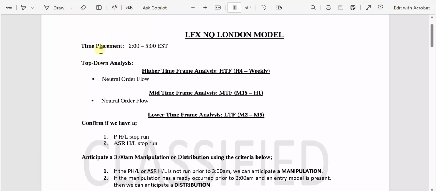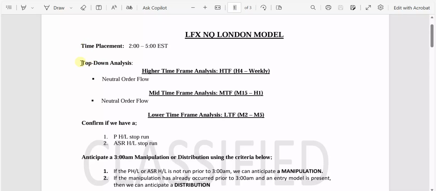For time placement, we're going to look at between 2 a.m. to 5 a.m. EST. Now this is the New York local time, so you can compare with your local time. And this is basically the London session, 2 a.m. to 5 a.m. New York time. That is the EST, which is the New York local time. So you take note of that.